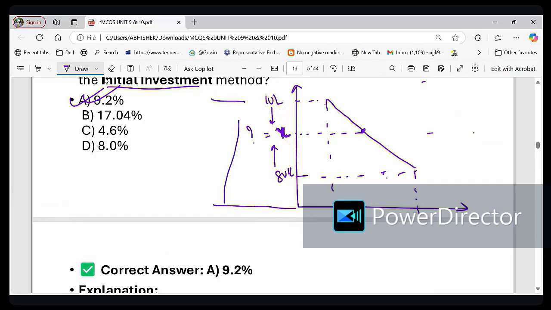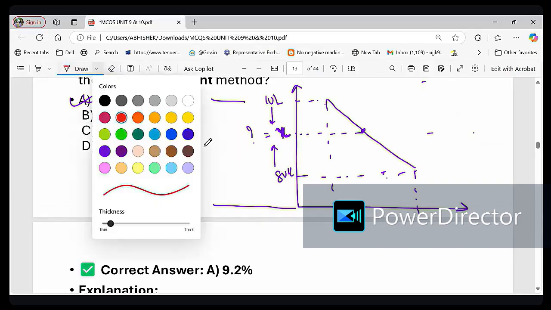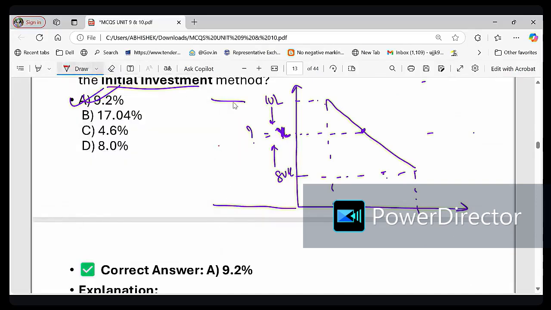Let me erase this. In the book, they have directly given you the formula, but I'm explaining why that formula came, because once you understand the reason behind the formula, you can easily understand. This one is 10 lakh, this height which I have drawn in red color. And this one is 80K, 80,000, right?